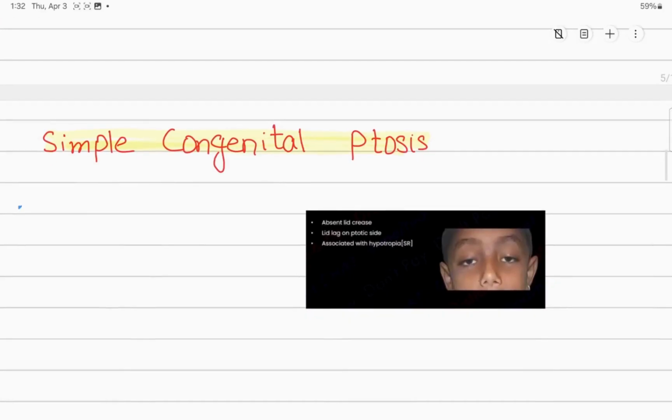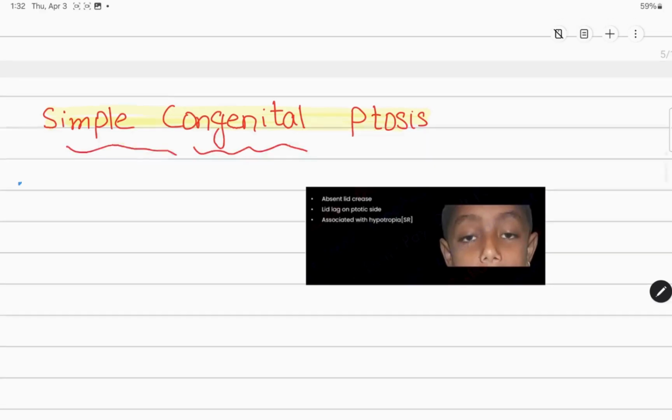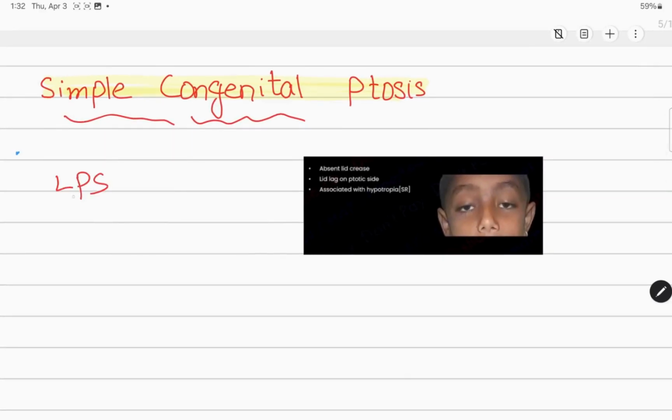Now we will move toward the other type, the congenital one. First is the simple. In this, the problem is with the LPS, levator palpebrae superioris muscle. If it could not develop properly, in that case there will be absent lid crease, because LPS is the main muscle that causes the upper lid crease, so there will be absent upper lid crease. Also there is lid lag on the ptosis side.